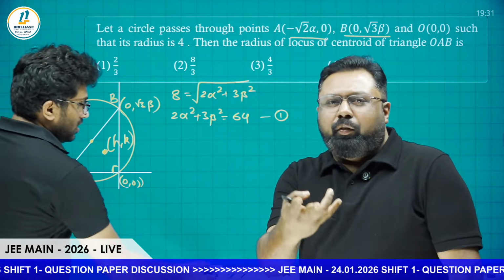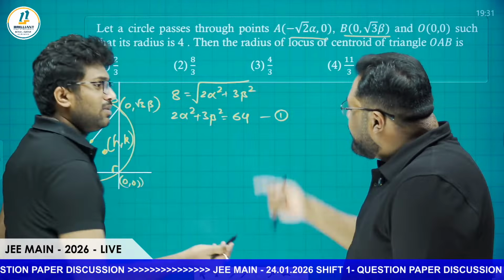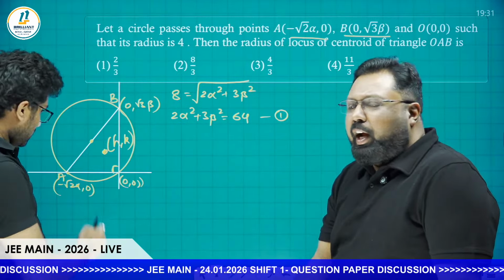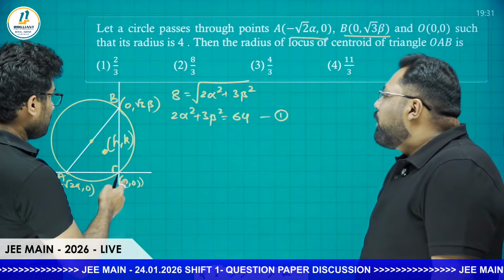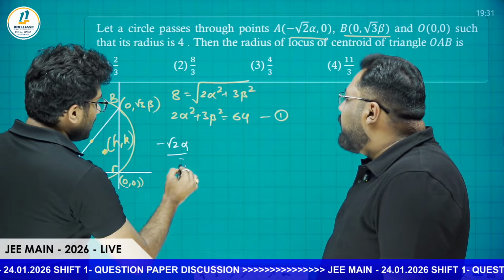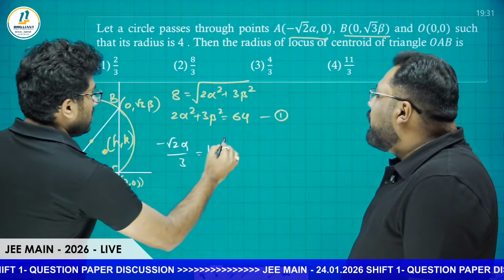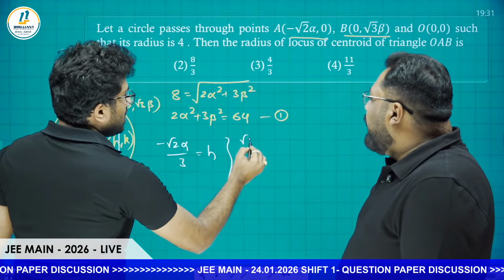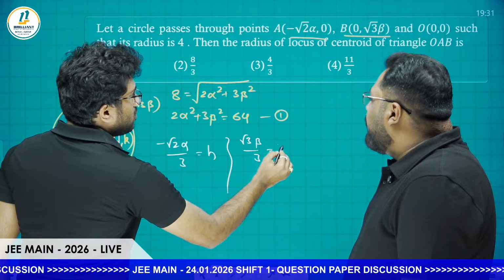So how do you find the centroid of a triangle? It is (x1 plus x2 plus x3) by 3, comma, (y1 plus y2 plus y3) by 3. Just add the 3 vertices. So minus root 2 alpha plus 0 plus 0, so minus root 2 alpha divided by 3 is equal to h. In the same way, root 3 beta divided by 3 is equal to k.